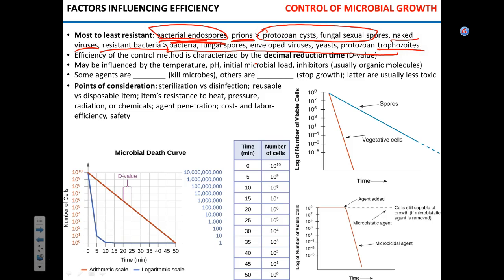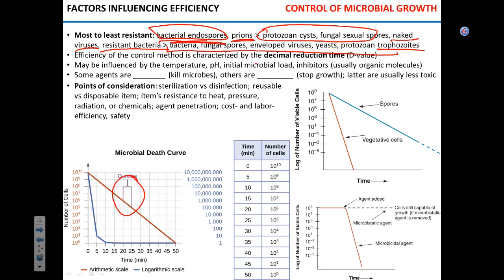Each method of microbial control is characterized by the decimal reduction time, or D value. Decimal reduction time is the time that's needed to decrease the number of microorganisms by tenfold, 10 times. Does that make sense? Do you want me to repeat that? You want me to give you an example?